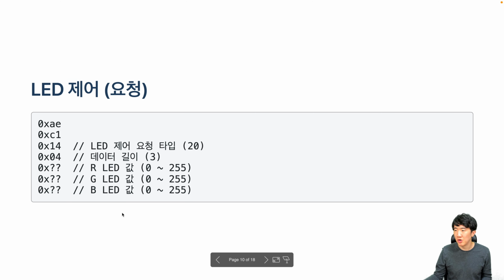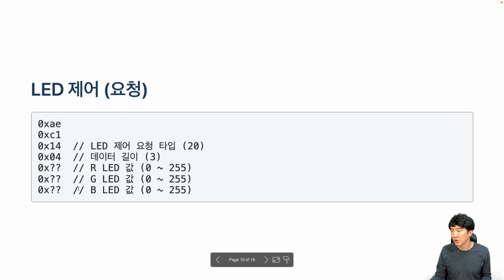Next, let's take a look at the protocol for controlling LEDs. In the case of the LED control protocol, when requesting type 20, the hex value is 14, and the data length is 3. But there is a typo here. It should be 3, but it was entered incorrectly. Please input 3, not 4.